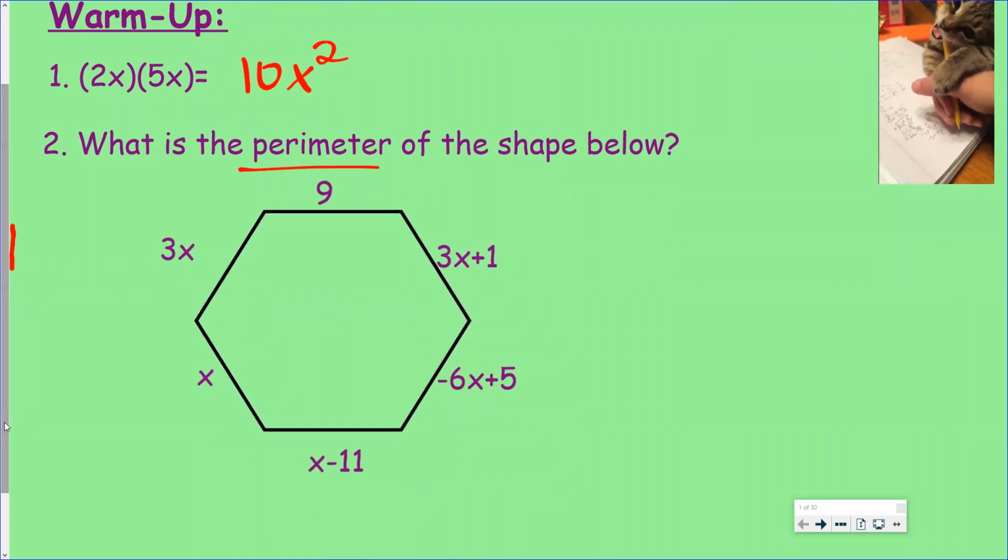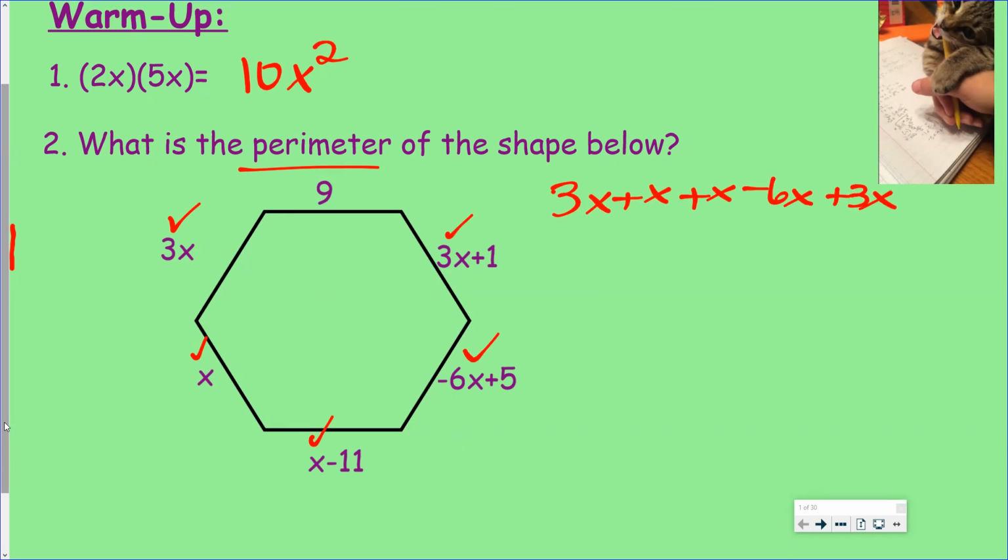Next, what is the perimeter of the shape below? Perimeter, we talked about that yesterday. Just add up the sides. So let's start with my x's. I have 3x, got that. I have x, got that. I have another x, and then I have a minus 6x, and then lastly I have another 3x.